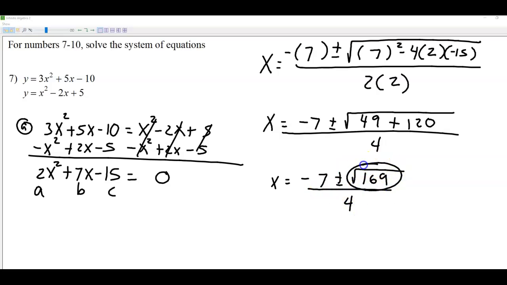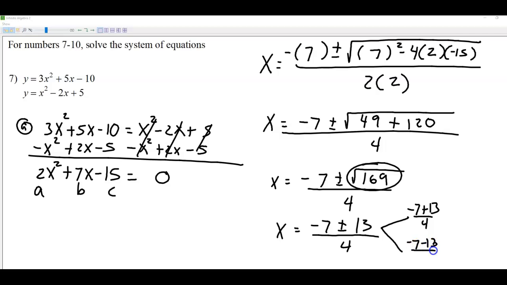Now this just so happens to be a nice square root, and anytime you have a nice square root, that means this is a problem where you actually could have solved it by factoring, which we already know. And then we're going to split this up into negative 7 plus 13 over 4 and negative 7 minus 13 over 4.